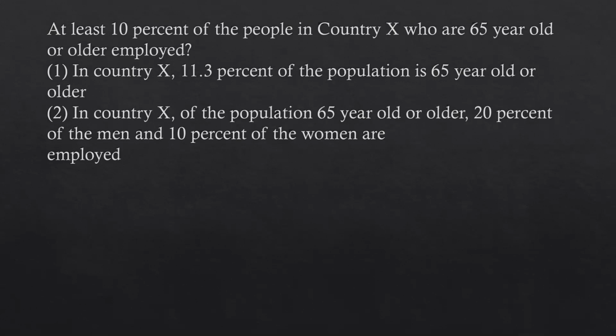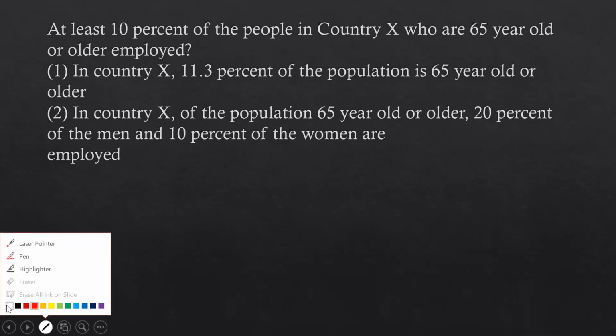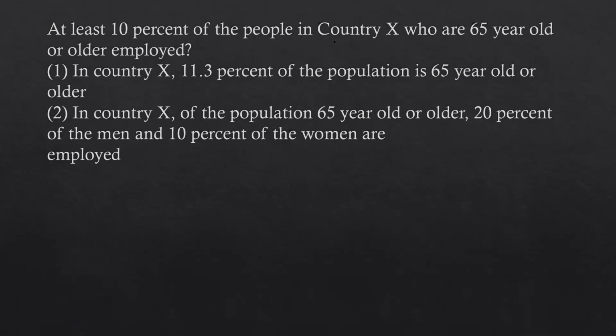So whenever you get this kind of problem, always create a table like this. You have people who are 65 years or older employed. So you have two things happening here. You have people who are employed, you have people who are unemployed, you have people who are above 65, and you have people less than 65. Always do that. That is very, very helpful.